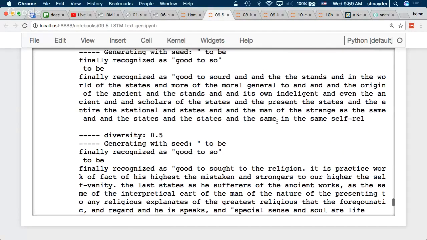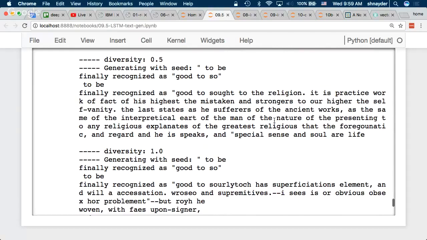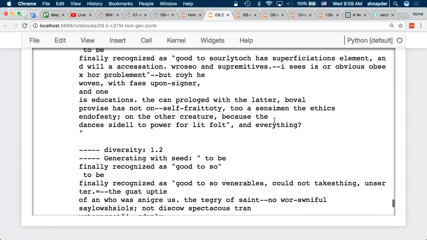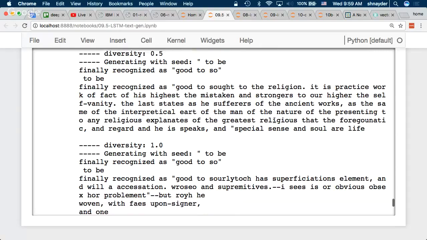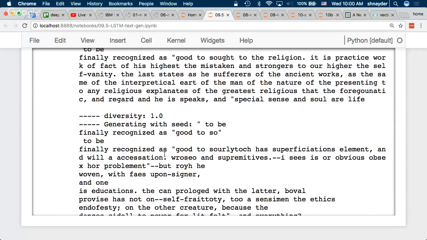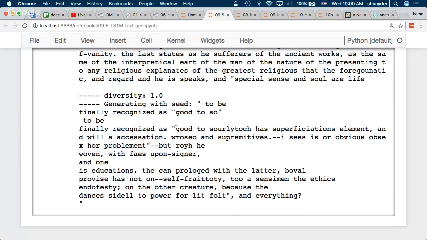But yeah, it's not very good. It hasn't really figured out how English works. But at the same time, given that it's looking at one character at a time, it's remarkably good. For example, this could be a complete accident, but it could be not an accident: closing quotes. It seems to remember that when it sees a quote, it should close it at some point, and it mostly remembers to do that. There's one quote, there's another quote. Clearly, good to so was a phrase that appeared somewhere in the input because it's repeating it a number of times, et cetera.